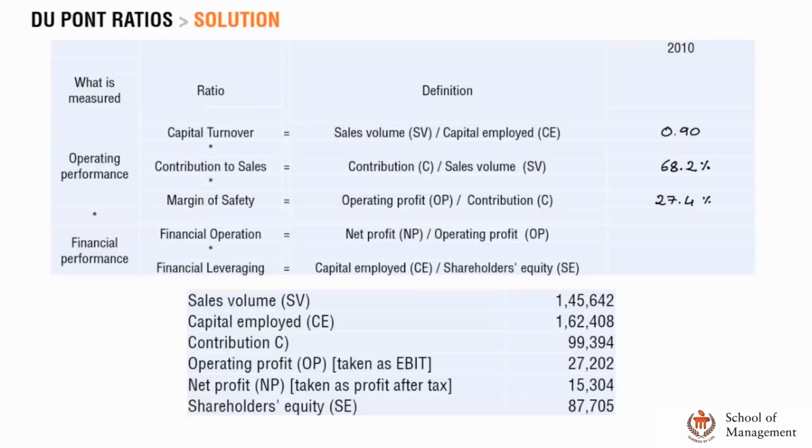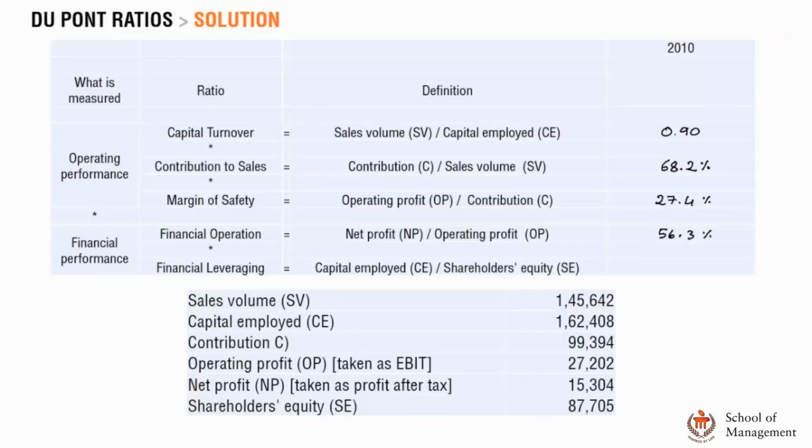Fourthly, we take net profit divided by operating profit, which is the financial operations ratio. The net profit figure for the year 2010 was 15,304 and the operating profit was 27,202, and therefore the financial operation ratio or the net profit divided by operating profit works out to 15,304 divided by 27,202, which is 56.3%.